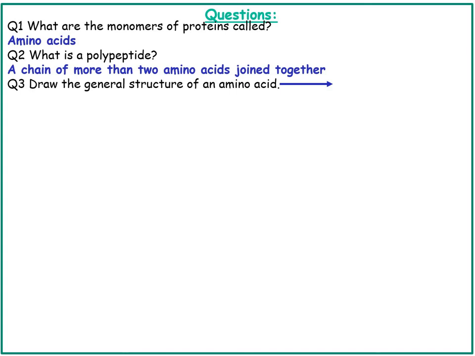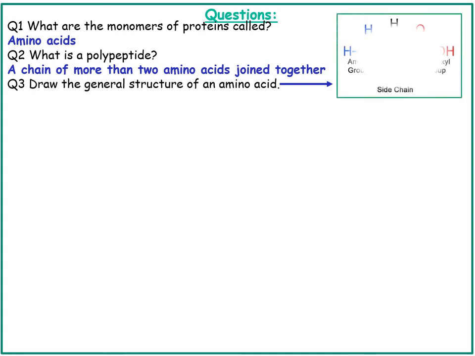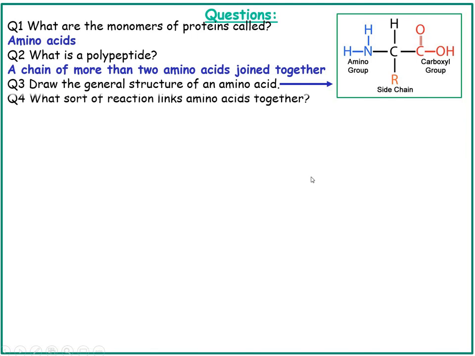Draw the general structure of an amino acid. So you've got the central carbon bound to an H, bonded to an R, the variable group, the R group. Then you've got a carboxyl group, C double bond O, OH. You've got an amine group, which is NH2. And that is your amino acid structure.